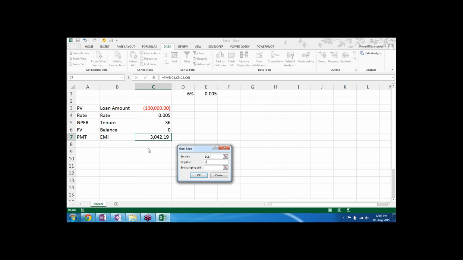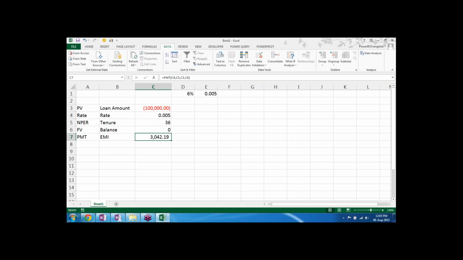So let's take an example that I want to check if I can pay 5,000 as EMI, what will be the loan amount that I'm eligible for? This is the opposite way of thinking. So I set it to 5,000, and by changing cell, I click here. This is my changing cell and say OK. The moment I say OK, it calculates. And it says that if your target value is 5,000, this means instead of 3,000, if you can pay 5,000, you can take a loan of 1,64,000. If I say OK, then this value will be changed and the EMI will also be changed. If I am not happy, I say cancel.